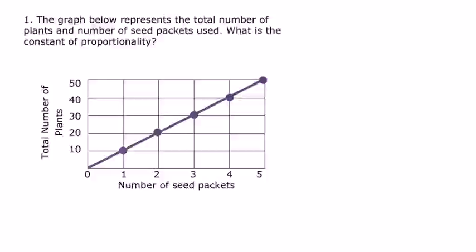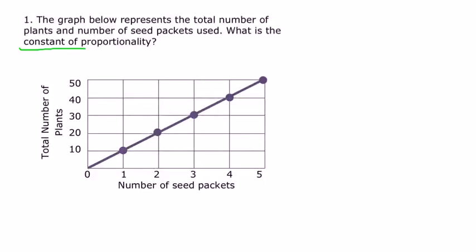Hello, here we go. So we have this awesome looking graph now. Let's figure out what we have to find. The graph represents the total number of plants and number of seed packets used. What is the constant of proportionality? Fancy word there, constant of proportionality.